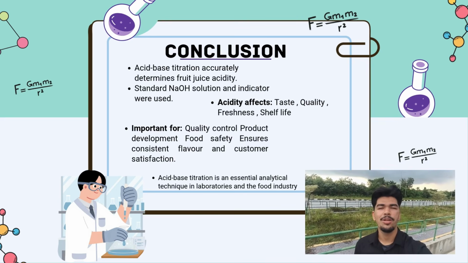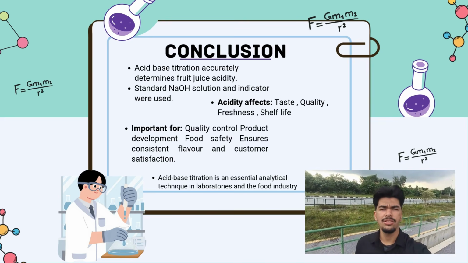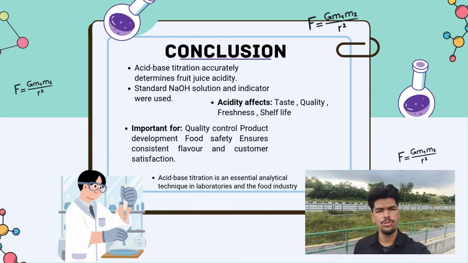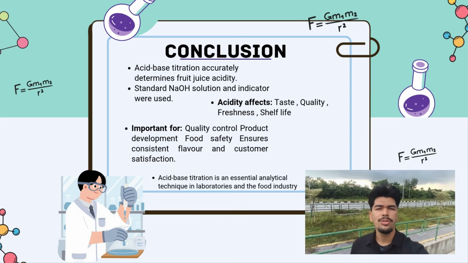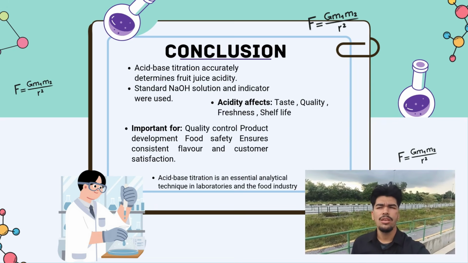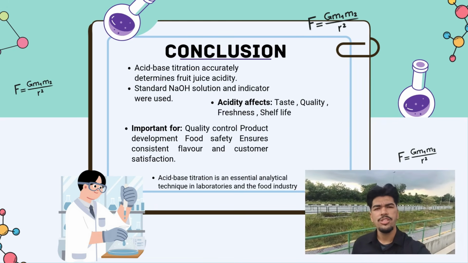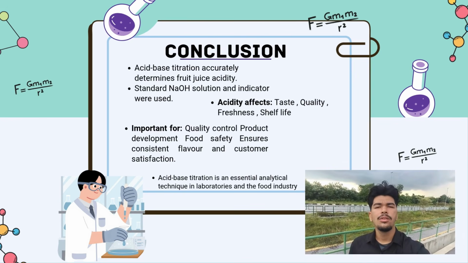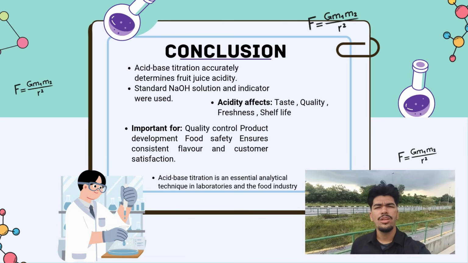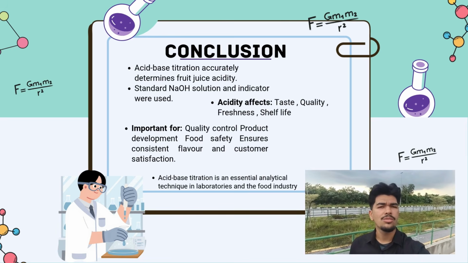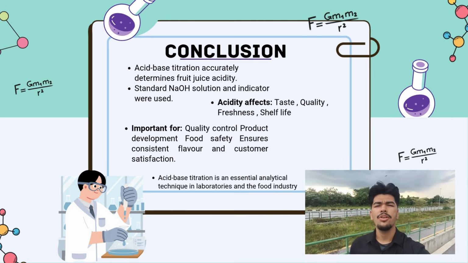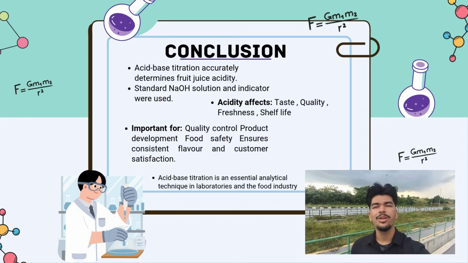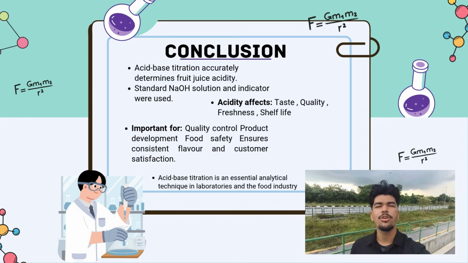To conclude, this experiment has shown that acid-base titration is a simple and reliable method for determining the acidity of fruit juice. By using a standard sodium hydroxide solution and an indicator, we can accurately measure the amount of acid present in the sample. Knowing the acidity of fruit juice is very important because it affects the taste, quality, freshness, and shelf life of the product. This helps manufacturers maintain consistent product quality and ensure that the juice is safe for consumers.